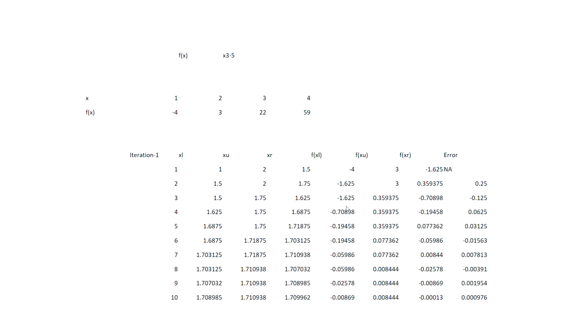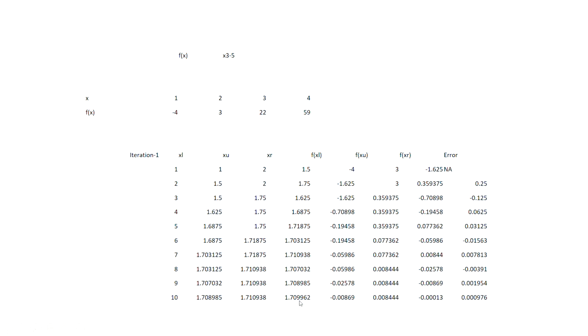For the third iteration, the new value is 1.625 while the old value was 1.75, so the error will be the modulus, 0.125. Similarly, we can compute the error and decide a criterion that if my error goes below a certain value like 10 to the power minus 5 or 10 to the power minus 6, at that point I will terminate the calculation and the xr at that iteration will be my root.